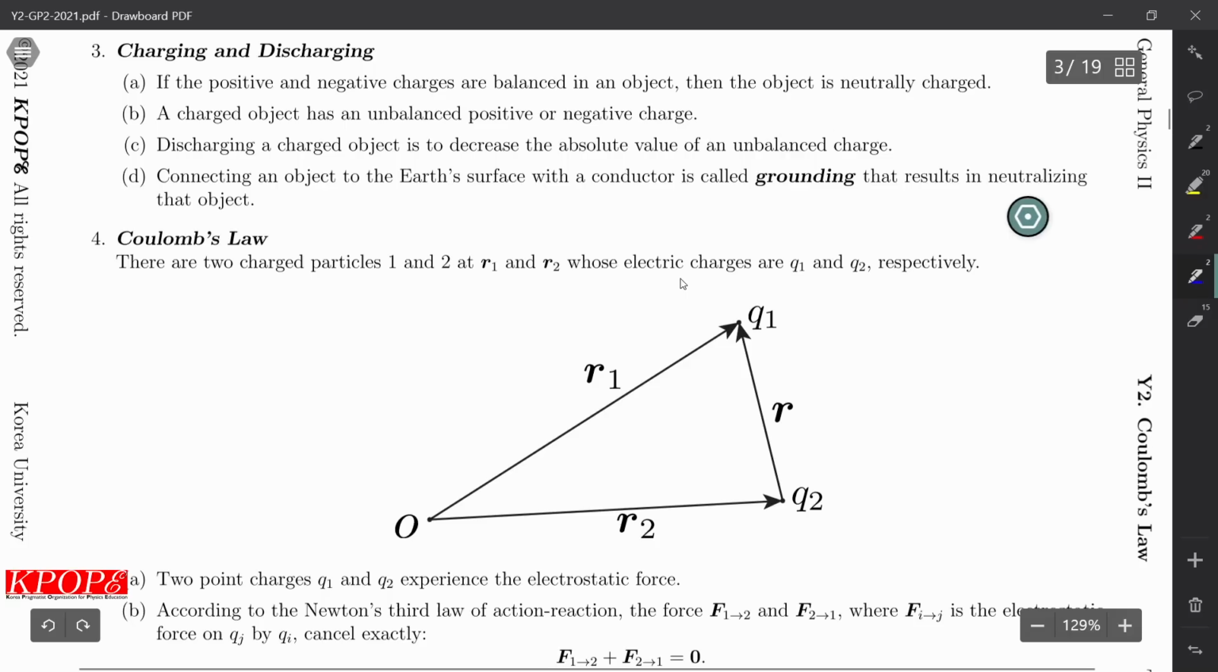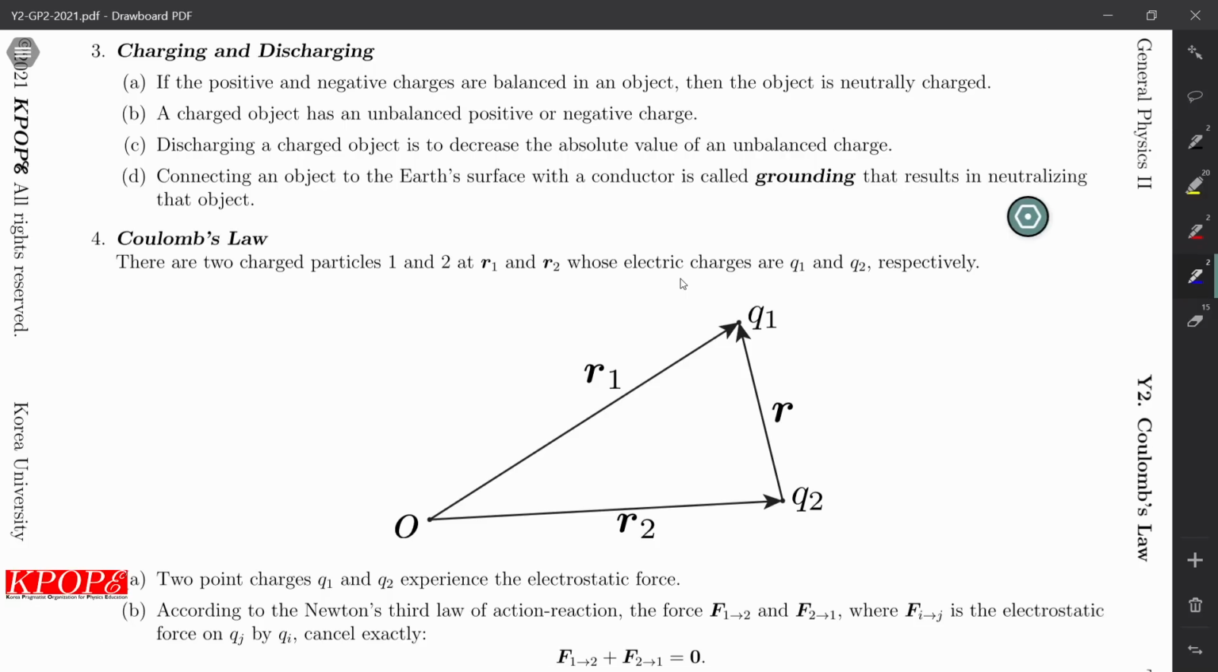Next, we consider charging and discharging. If positive and negative charges are balanced in an object, then the sum of positive charge and negative charge vanishes. We say it is neutrally charged. A charged object has an unbalanced positive or unbalanced negative charge.